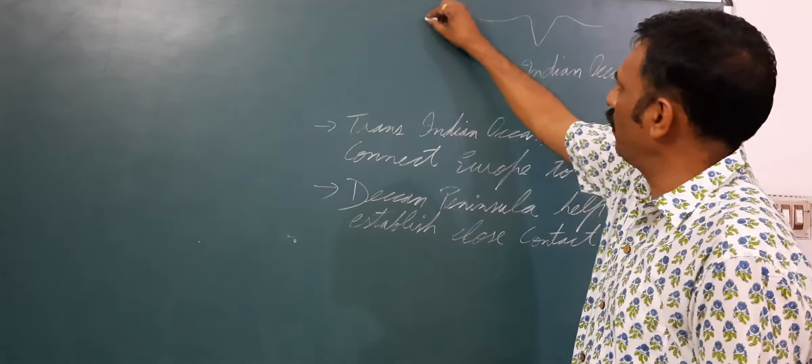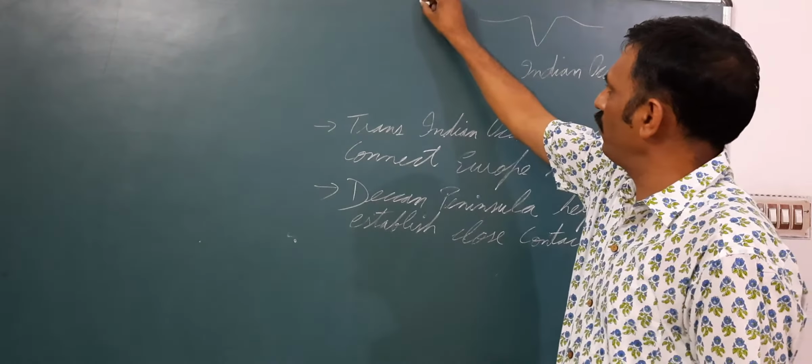If people are traveling from Europe to East Asia, Indonesia, Malaysia, or any other part, they have to pass through this route. So we had a strategic location. We had close contact with them because they were passing from here.